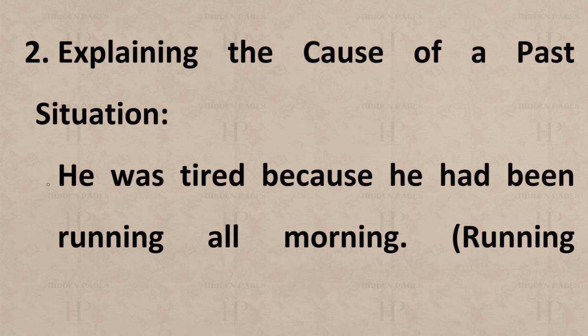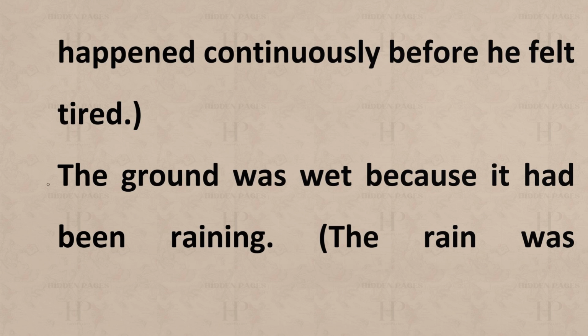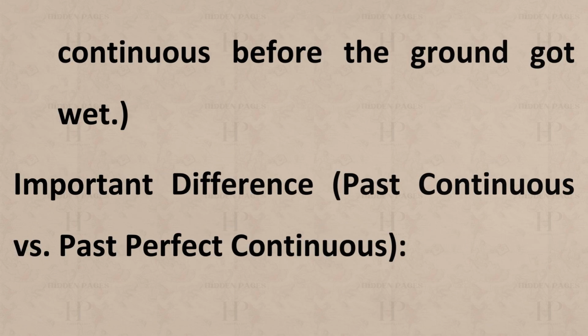Explaining the cause of a past situation. He was tired because he had been running all morning. Running happened continuously before he felt tired. The ground was wet because it had been raining. The rain was continuous before the ground got wet.